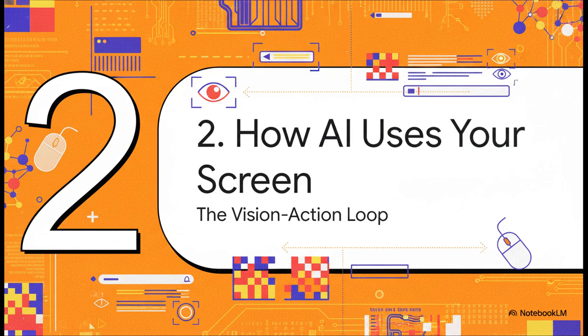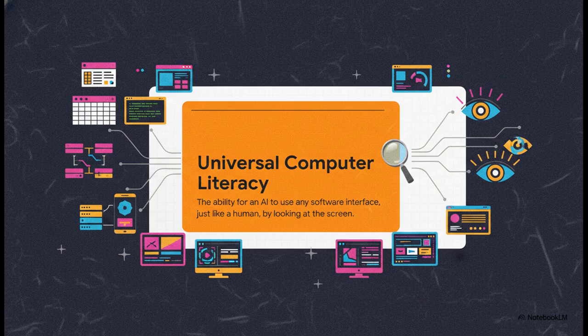So the big question is, how on earth does this actually work? How can an AI look at a screen, make sense of it, and then decide what to do next? Let's peel back the layers and look at the mechanics. You see, the goal here isn't to build a special little plugin for every single app out there. No, the grand vision is something called universal computer literacy. The idea is to teach the AI to use any program, even that clunky 30-year-old software your company still uses, the exact same way a person would, just by looking at the screen.